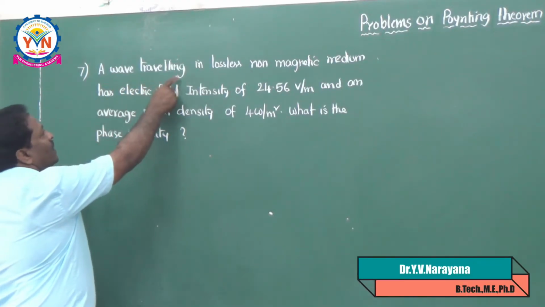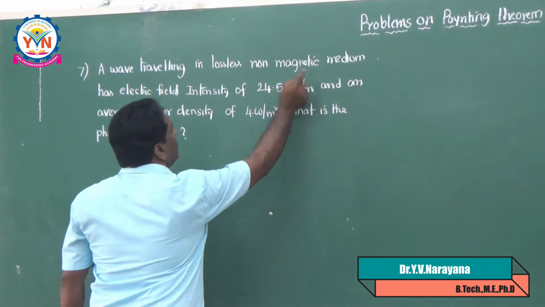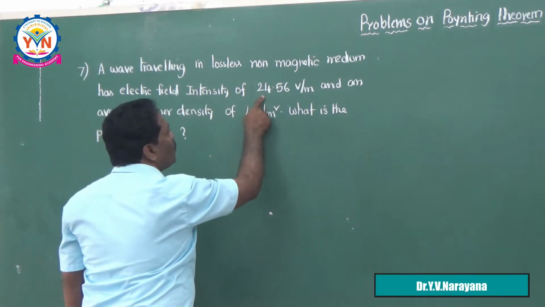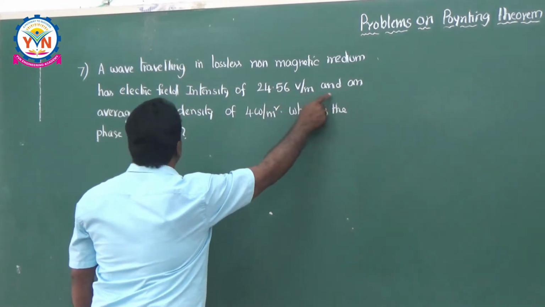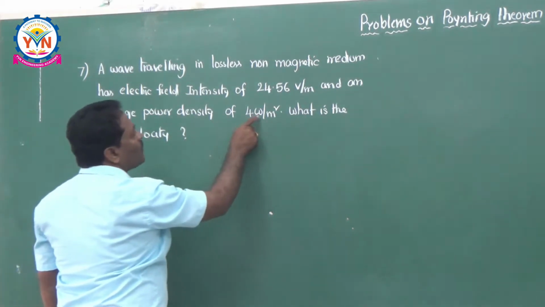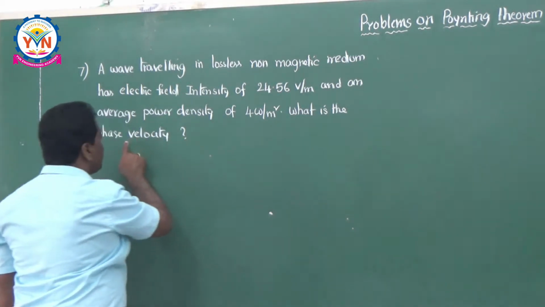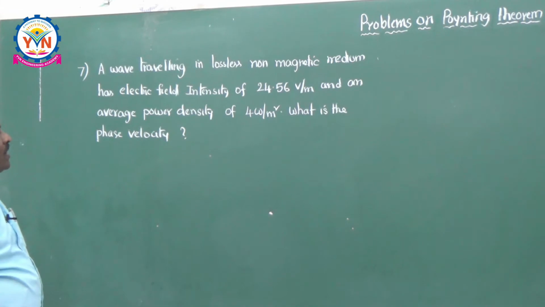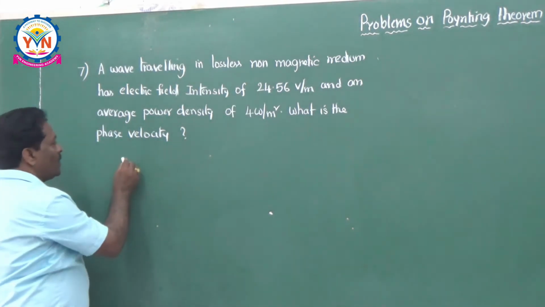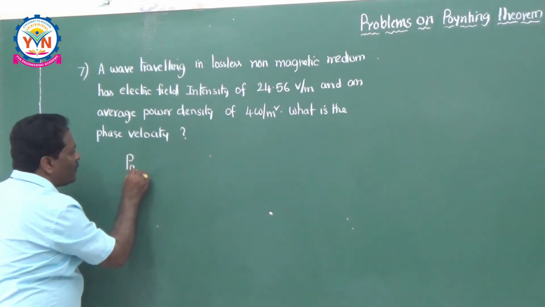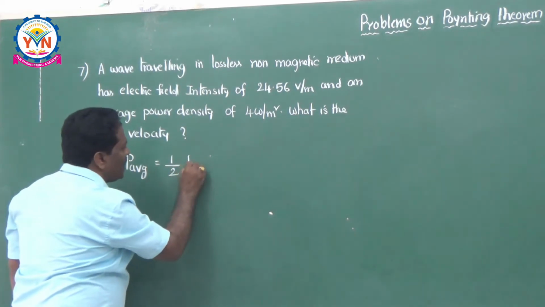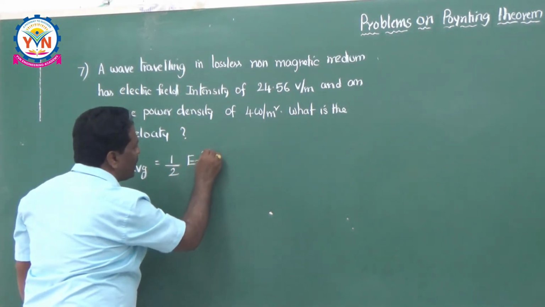A wave traveling in a lossless non-magnetic medium has an electric field intensity of 24.56 volt per meter and an average power density of 4 watts per meter square. What is the phase velocity? He has given the average power as well as the electric field intensity. So what is the average power formula? P average is equal to half into Ex naught square divided by eta.